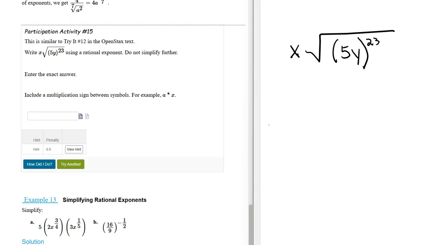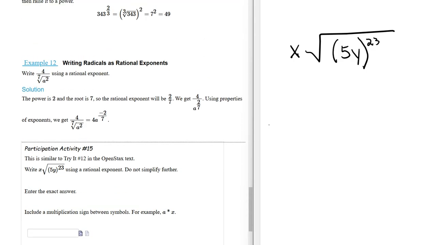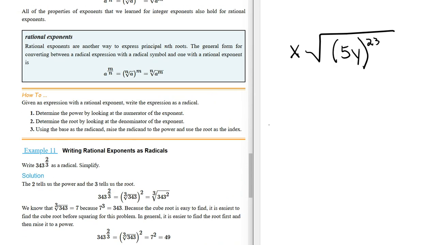They want you to write x times the square root of 5y, all raised to the 23rd power, using a rational exponent. I'm going to scroll up here because there's a little formula that says a rational number is a number you can express as a fraction. And so if you have the nth root of a to the m power, that is the same thing as a to the m over n power.